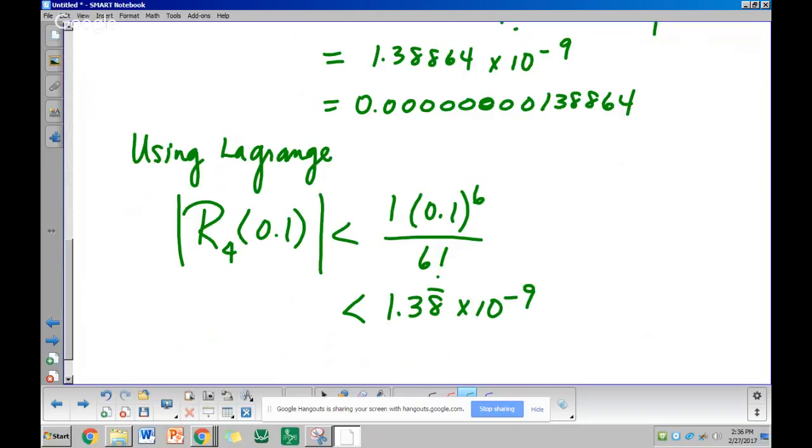But is this a really good approximation for that error? It is. That's why Lagrange uses that error, because it's nice and easy to calculate, okay?